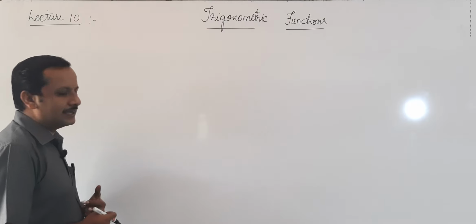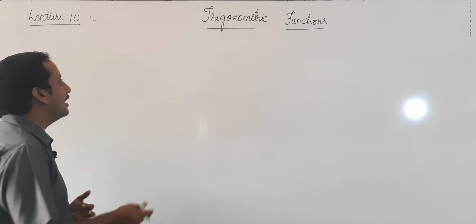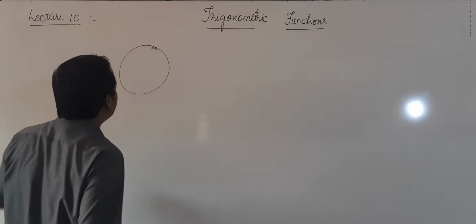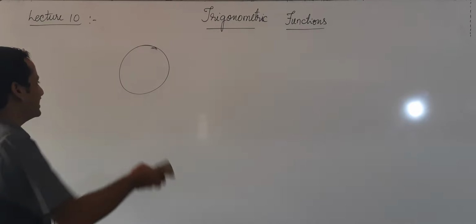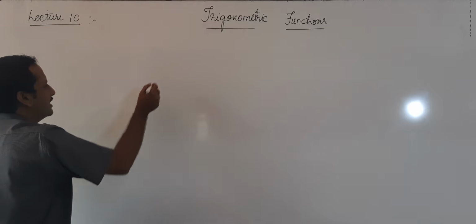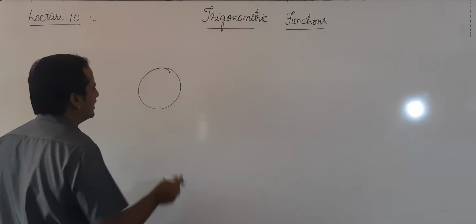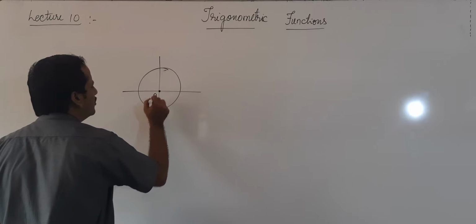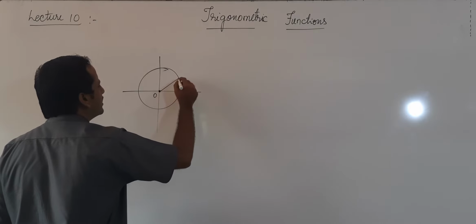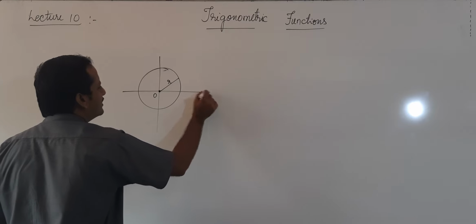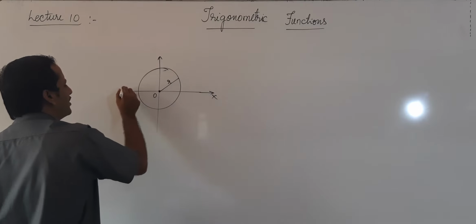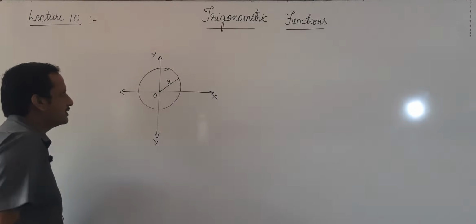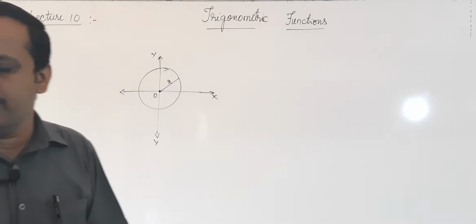Let me consider a circle with center at origin and radius r. I'll draw a better circle like this. Consider a circle with the center at origin and radius r. This is the positive x-axis, positive y-axis, negative x-axis and negative y-axis.